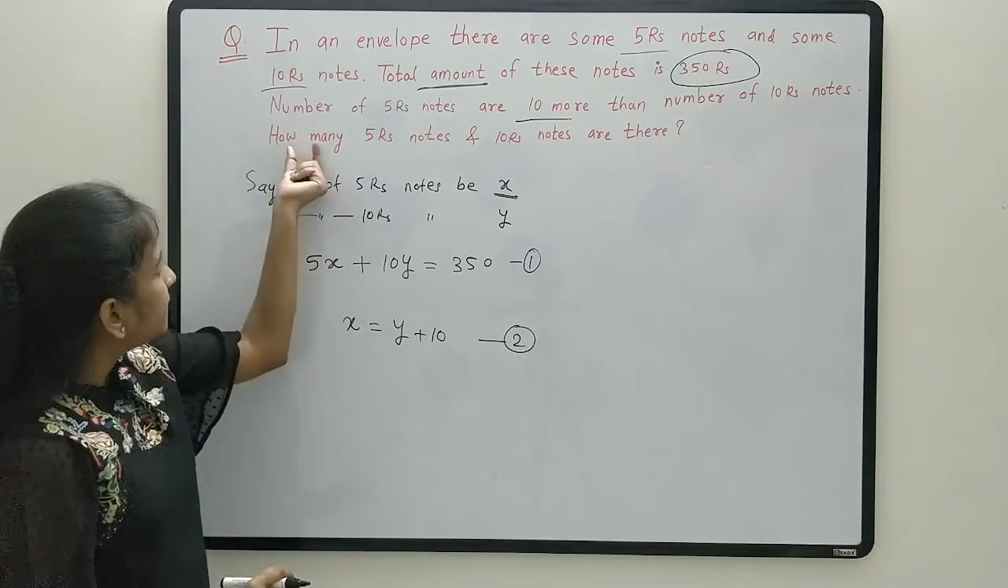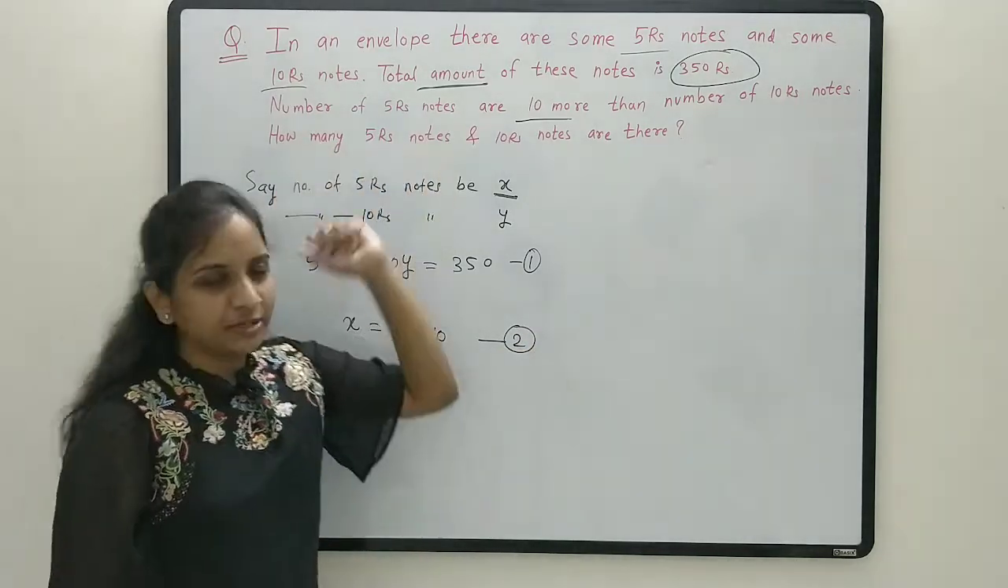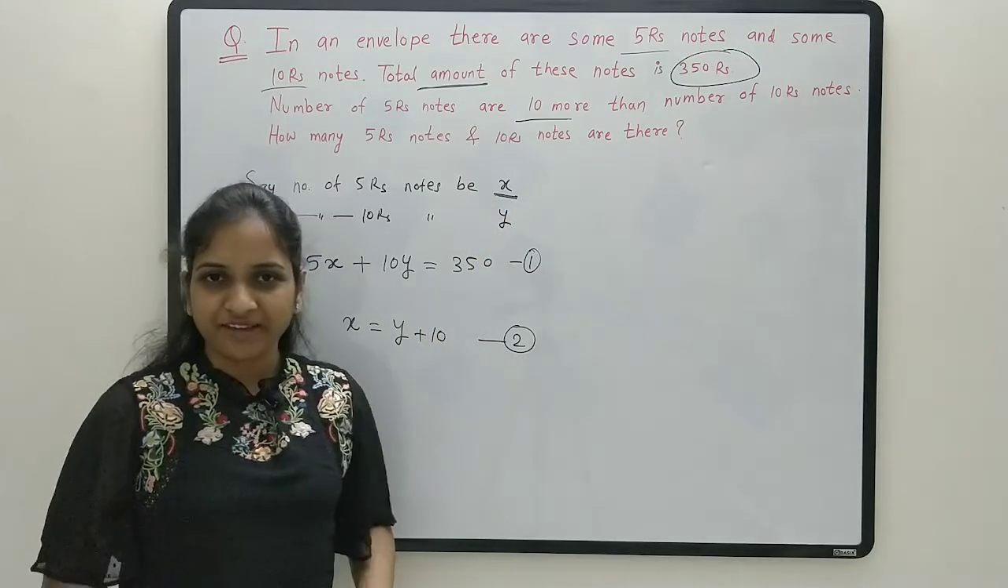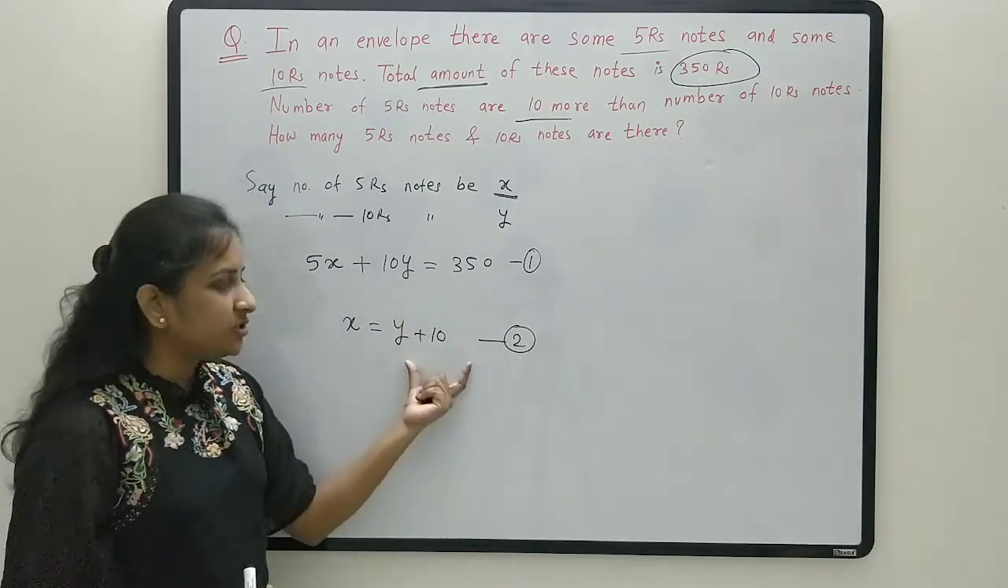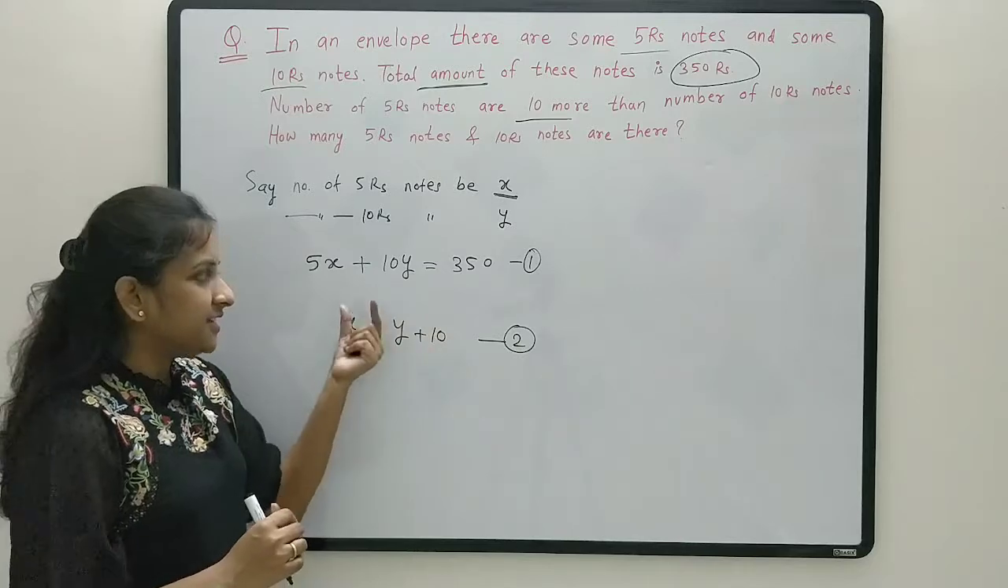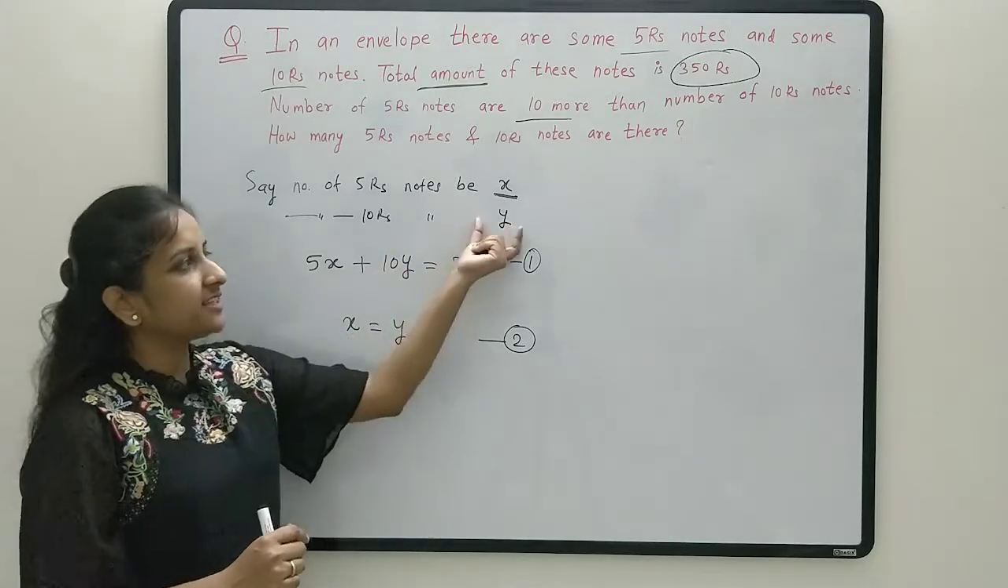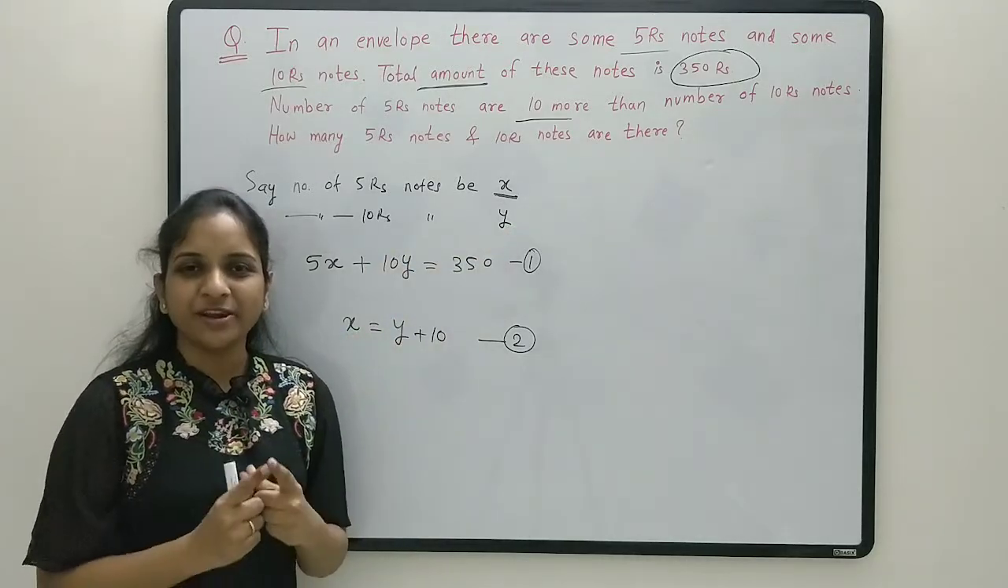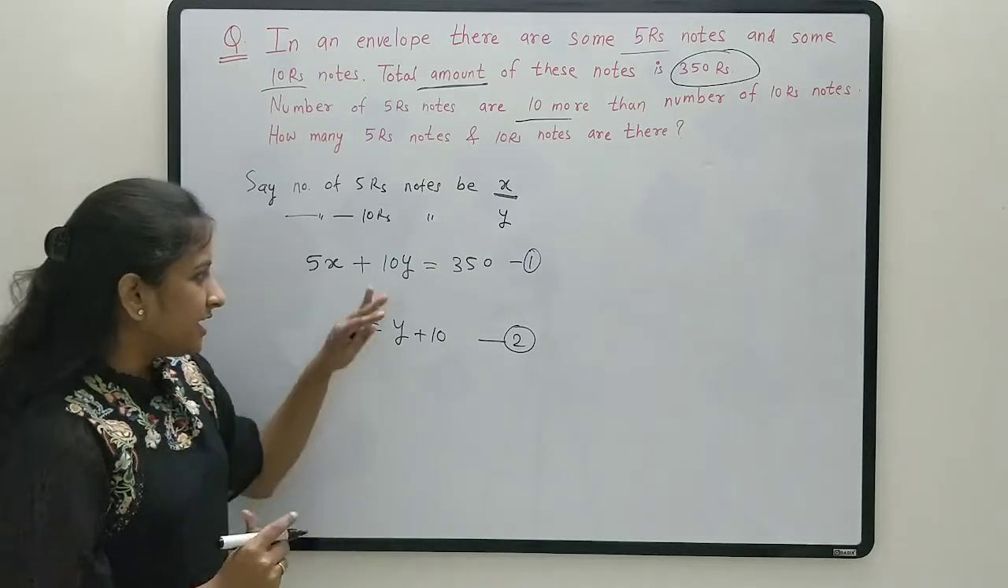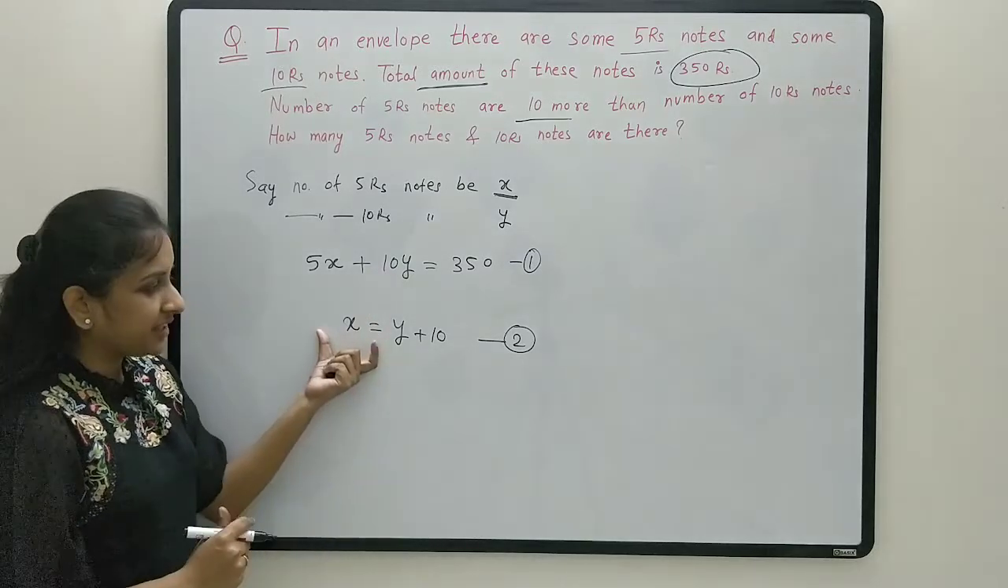Fine. Now what is asked? How many 5 rupee and 10 rupee notes are there? Means we have to find x and y value. Now let's solve these two equations. These are linear equations, and after solving this we will get x and y value. That is the number of 5 rupee and 10 rupee notes. Okay. Now let's solve this by substitution method.